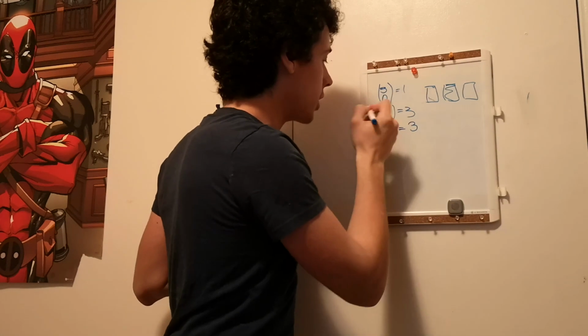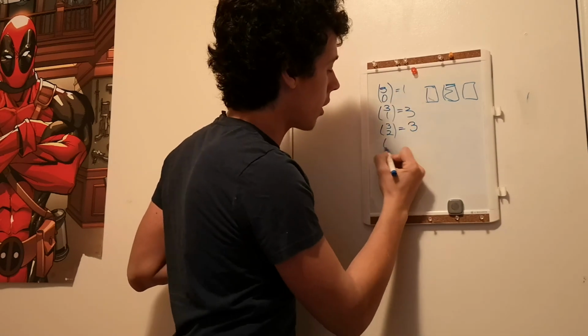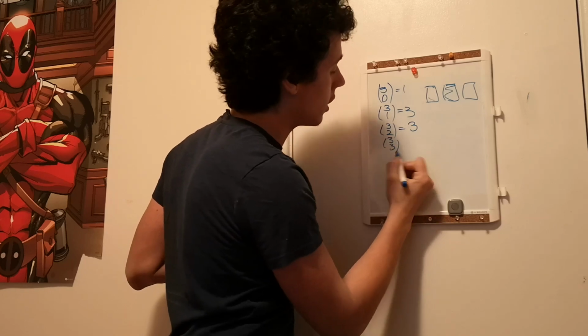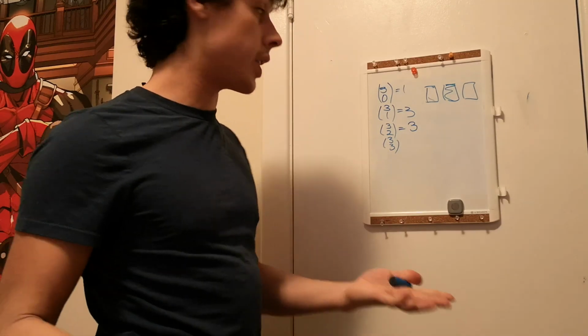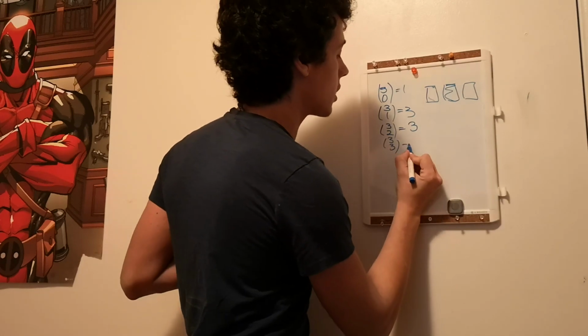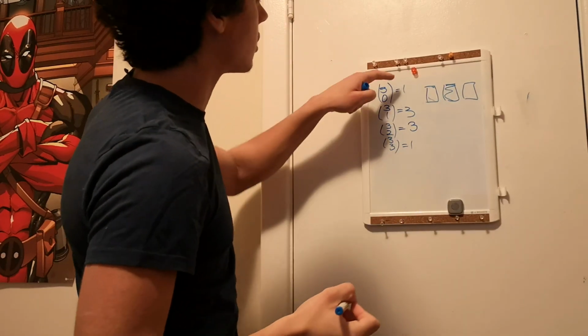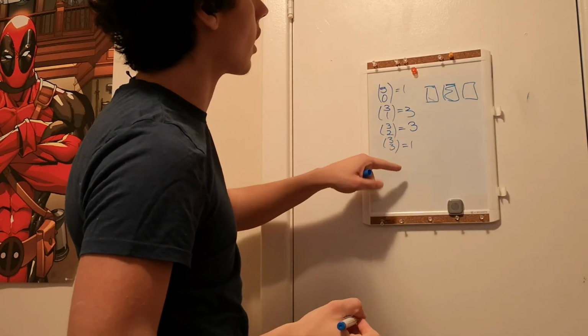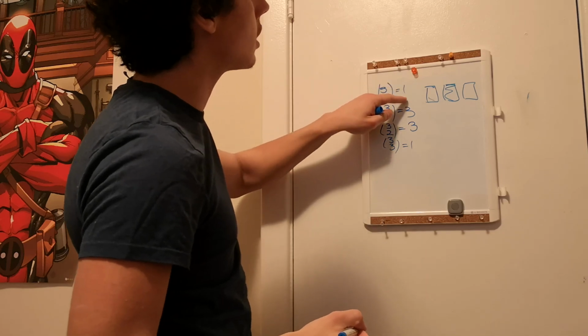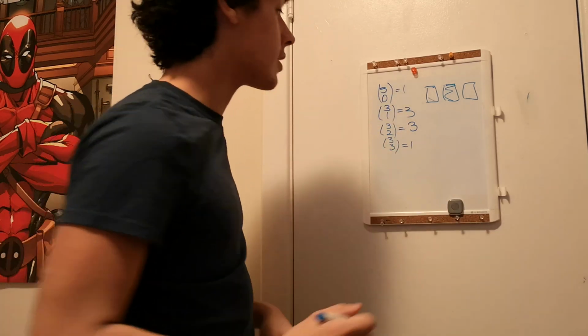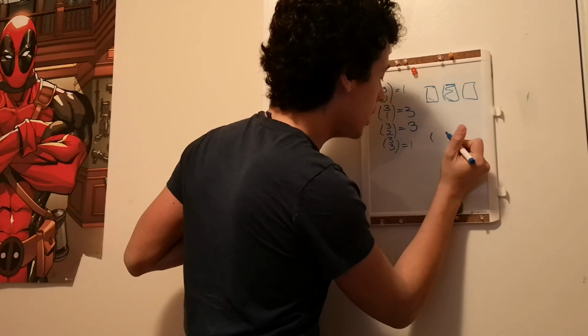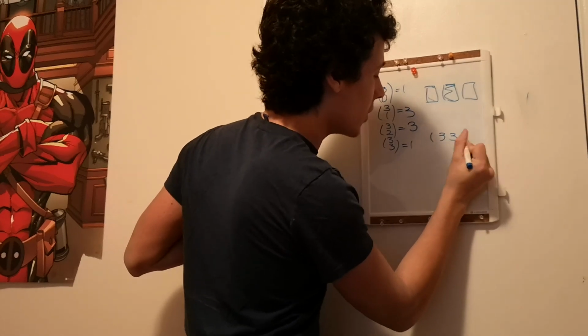And with similar reasoning, 3 choose 3: there's only 1 way of choosing 3 things from 3 things, and that is 1. So we get this symmetrical thing here. And what we might notice is that this is one of the rows of Pascal's triangle. 3, 3, 1.